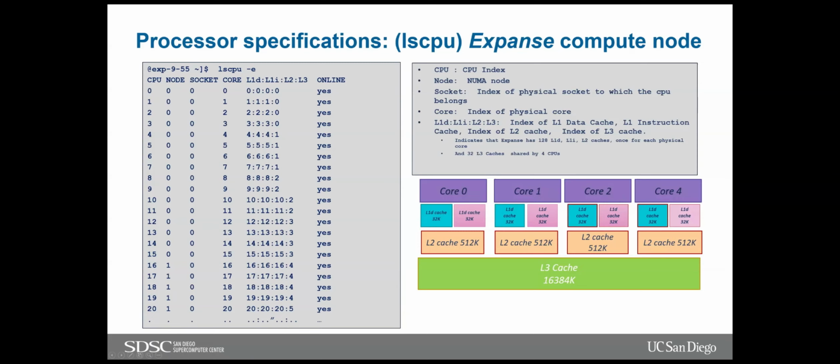So the core indicates the actual physical core to which it belongs. On Expanse, we don't have threading, so you can see that the CPU is assigned to its own core.